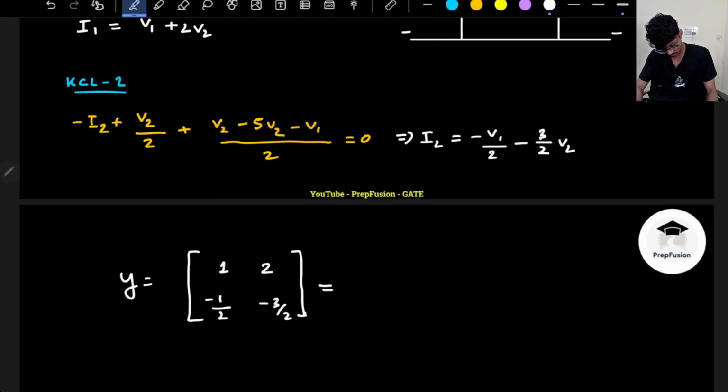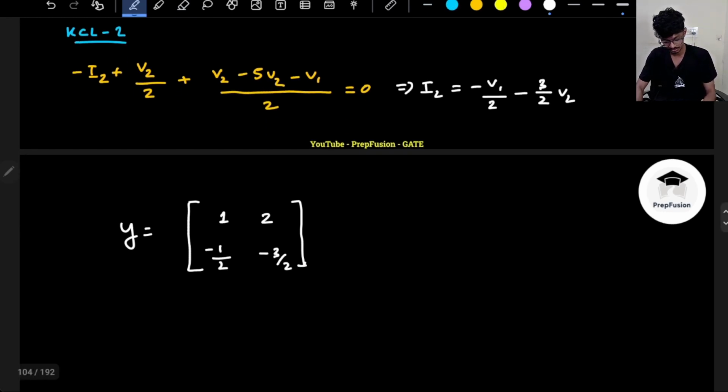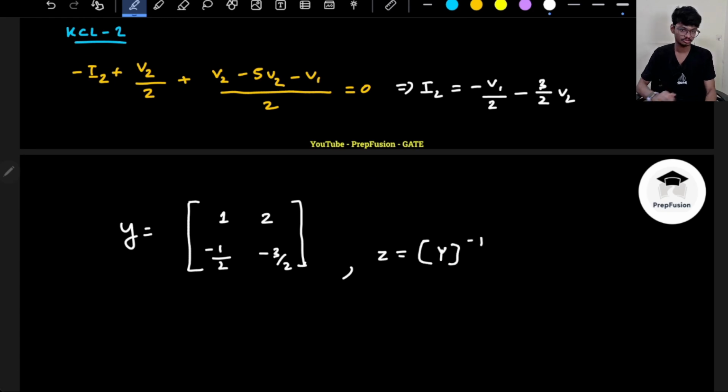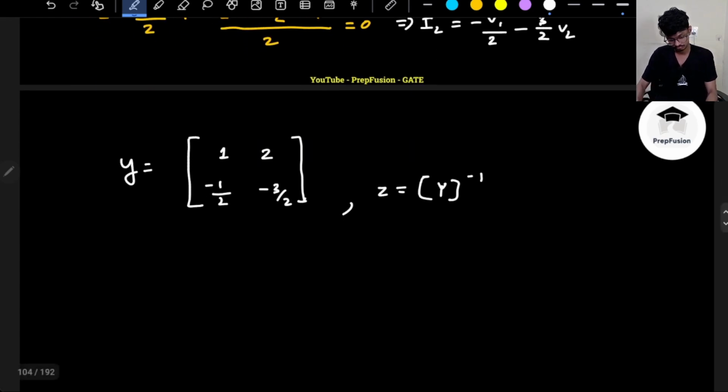Okay, so this is my Y matrix. So Y parameter we have found out. What about Z parameter? To find the Z parameter, again you will do the Y inverse, right? As it was almost like a pi network, that's why we went with the Y parameters first.